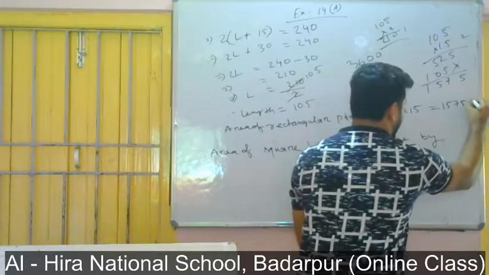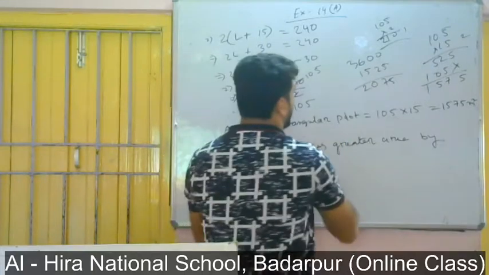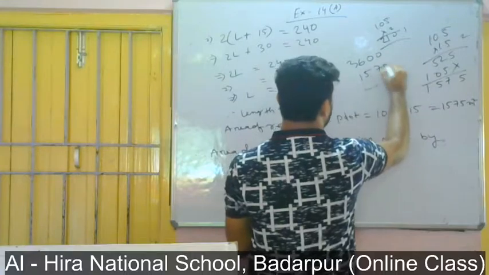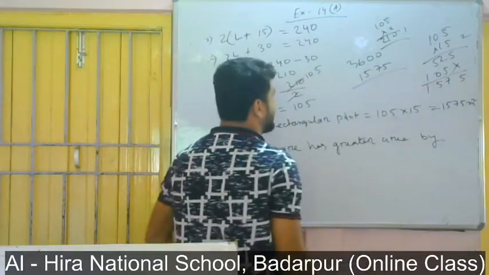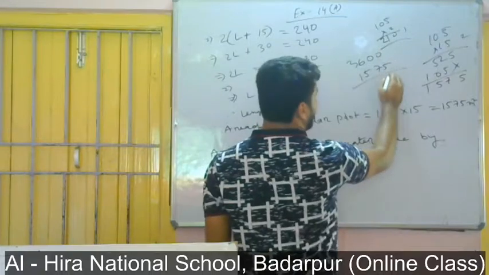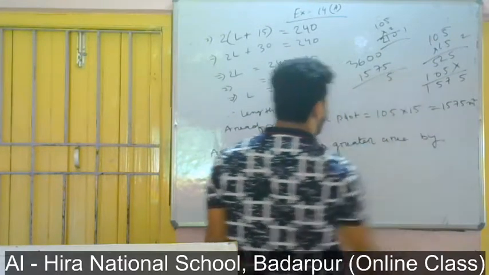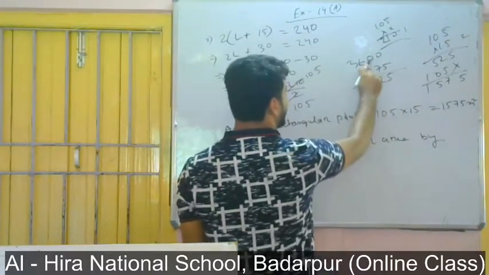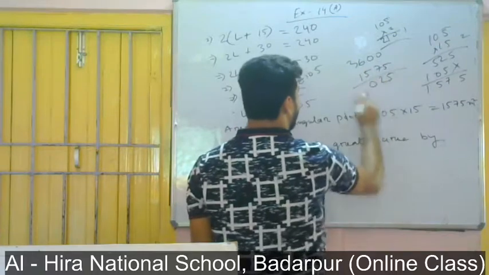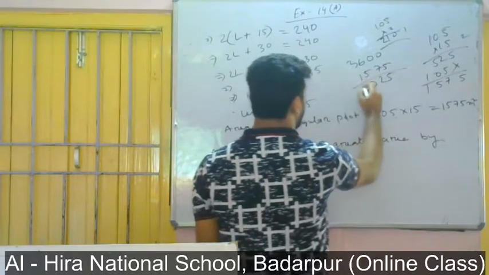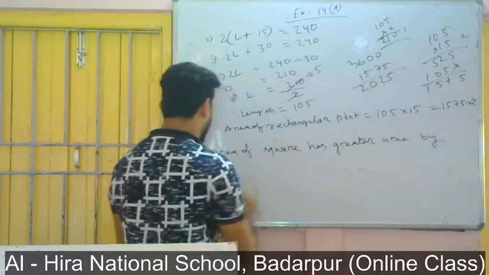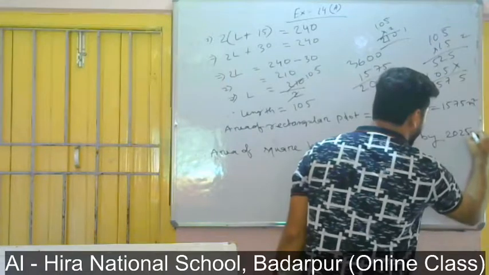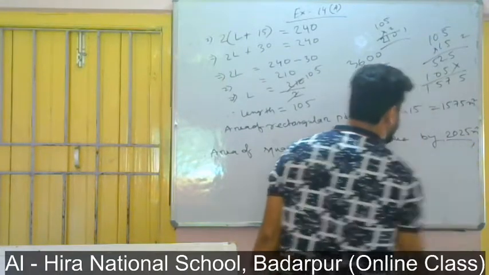1575 meter square. Now you subtract 3600 minus 1575. 10 minus 5, 5. Here remain 9 minus 7, 2. I have taken 1, so here remain 5. 5 minus 5, 0. Here remain 3. 3 minus 1, 2. That is the answer, 2025. So write, the area of the square has greater area by 2025 meter square.